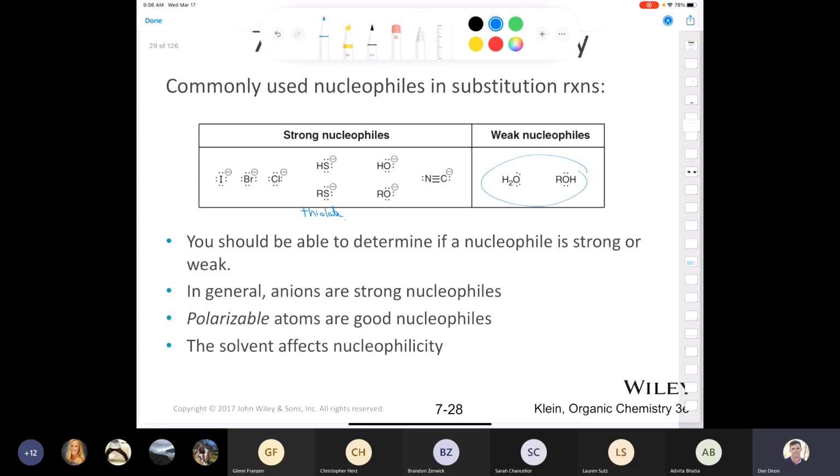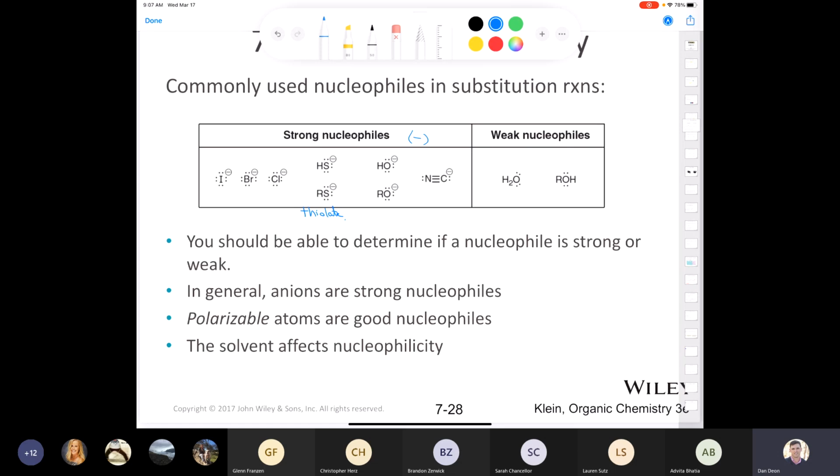And then weak nucleophiles are things like water or an alcohol. So you need to know what strong nucleophiles are and what weak nucleophiles are. So you should have this table memorized to some degree. Now you notice that everything over here has a negative charge, and the weak nucleophiles are all neutral, so that's kind of easy to remember. I also told you the difference between polarizability. So the more polarizable an atom is, the better nucleophile it is.